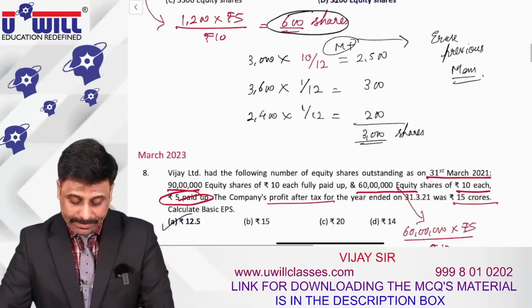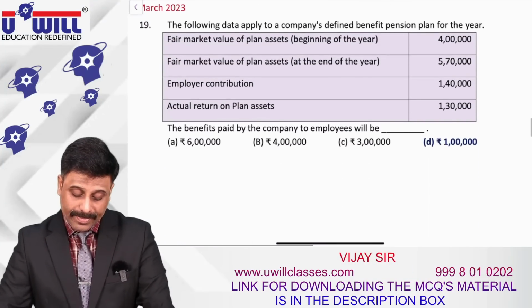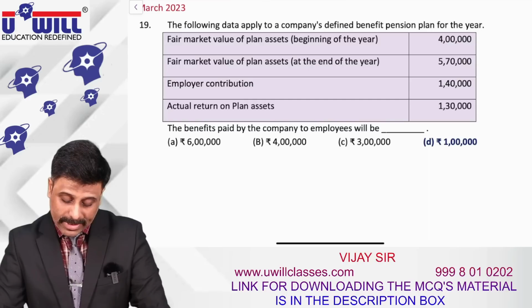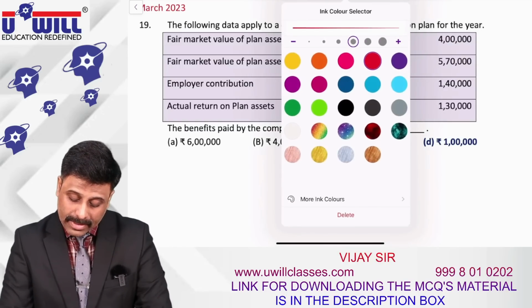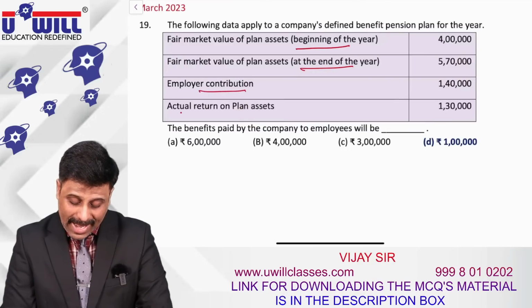Question number 19. Say this. The following data apply to company's defined benefit pension plan for the year. Now fair market value is given at the beginning. Then you are also given with fair market value at the end, employer's contribution, actual return. Now what is asked is benefit paid.